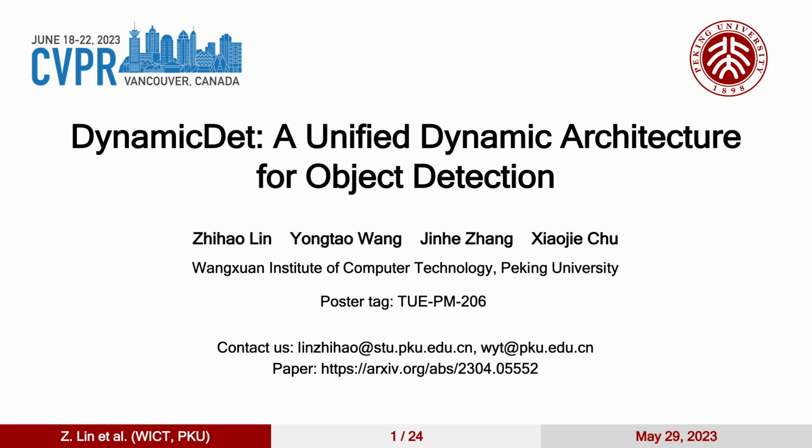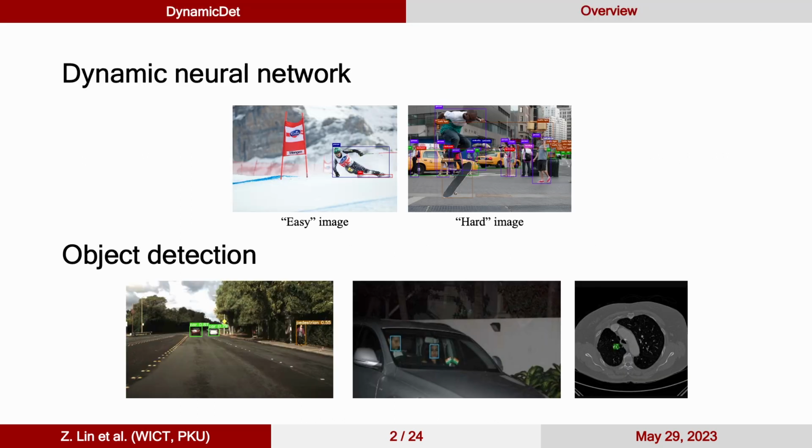Hello everyone. Thanks for your interest in our latest research, titled DynamicDet, a unified dynamic architecture for object detection. Dynamic neural network is an emerging research topic in deep learning. With adaptive inference, dynamic models can achieve remarkable accuracy and computational efficiency.